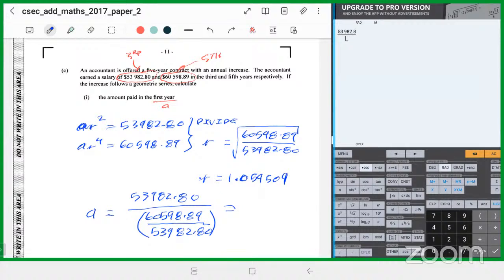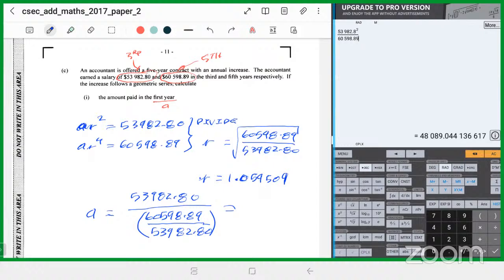53982.8 squared. So take off the square root again. Because I want r squared. Okay, so I'm putting that over the 60598.89. Same figure there, that's my A.